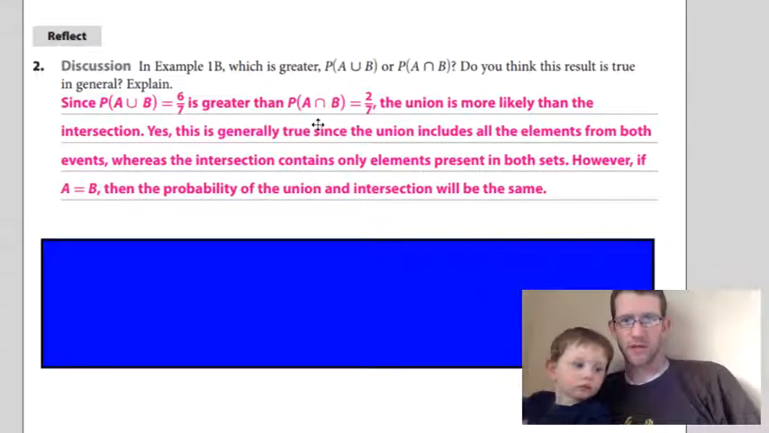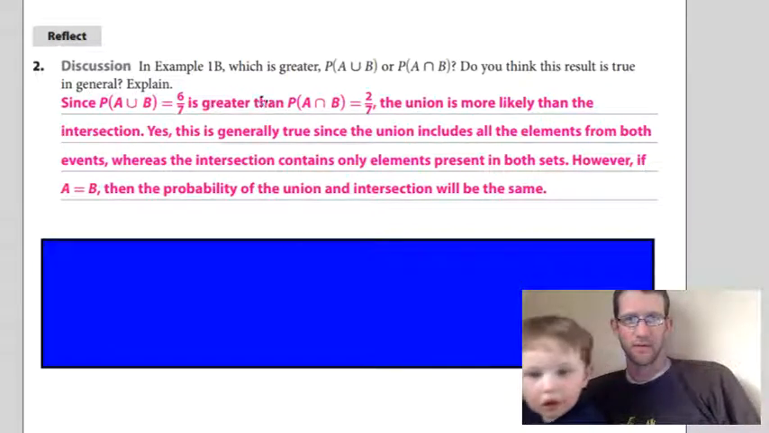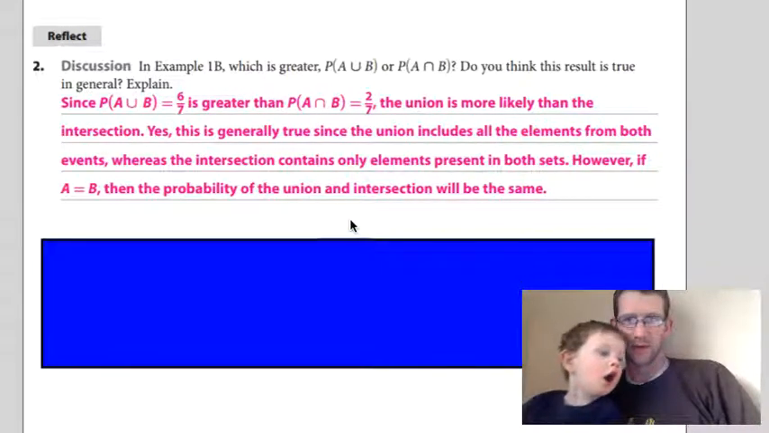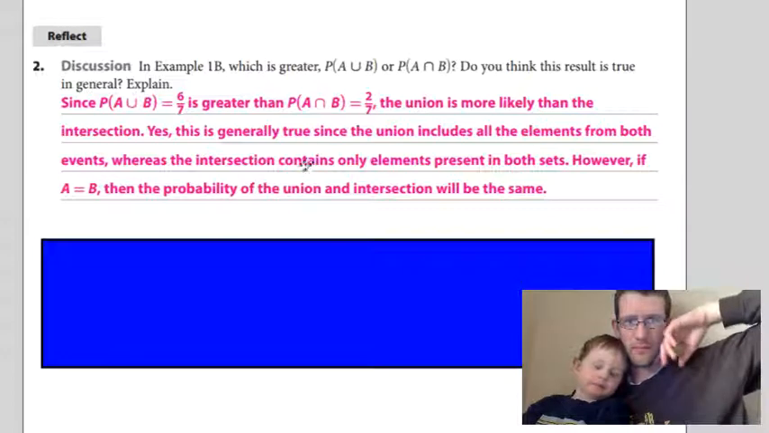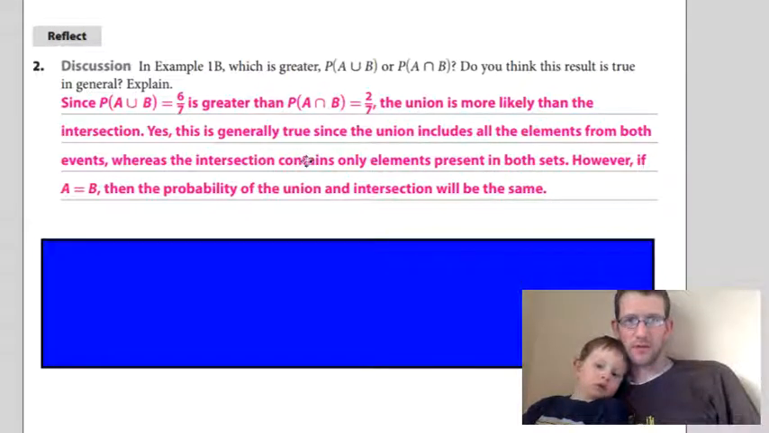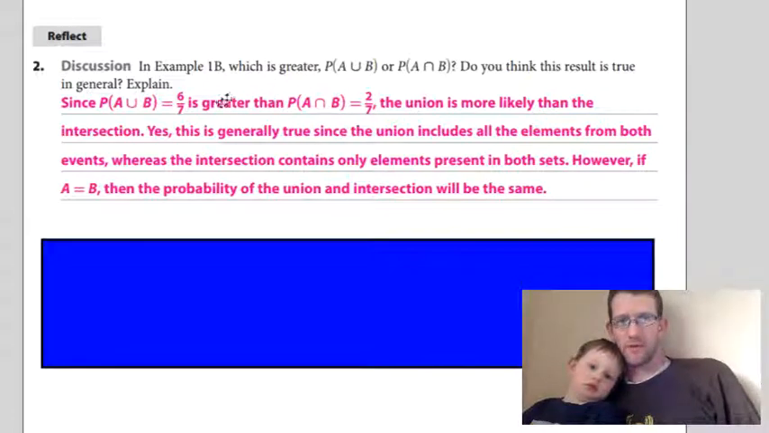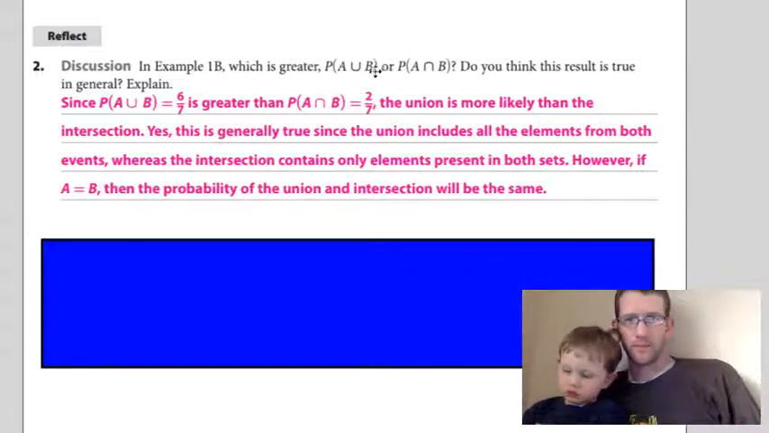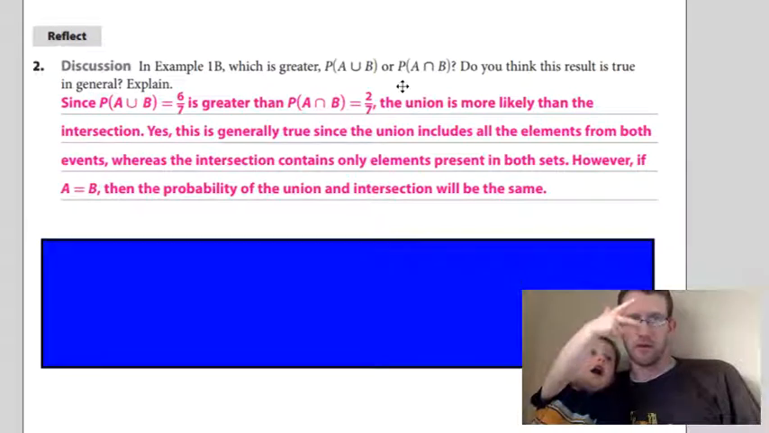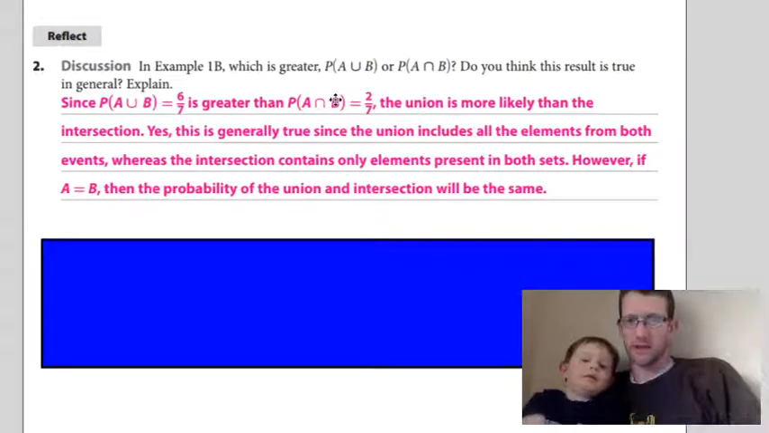Yes, it is generally true. The union includes all elements, whereas the other one, the intersection, just includes some things. It is possible for them to be equal. However, the union will always contain at least as many things as the intersection.